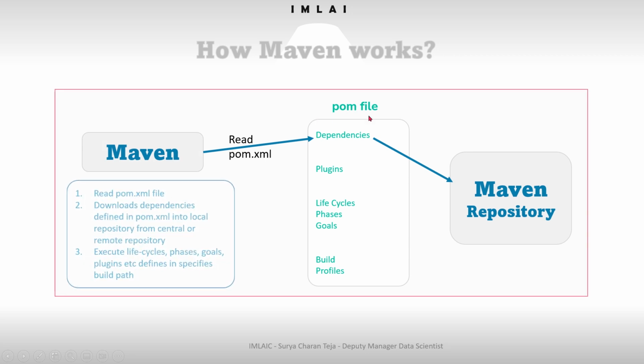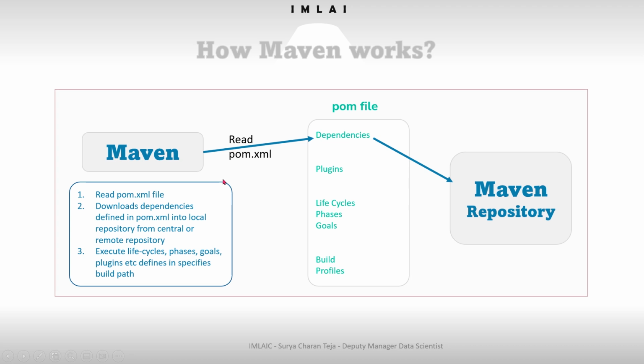So Maven reads this pom.xml file, then downloads the dependencies that are mentioned inside the pom.xml file into the local repository from a central or a remote repository. For all these dependencies, there will be one repository that's maintained. Inside that repository, all these dependencies will be stored. So the second activity done by Maven is to download those dependencies which are defined inside the pom.xml file into our local repository.